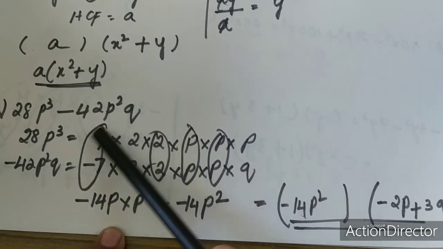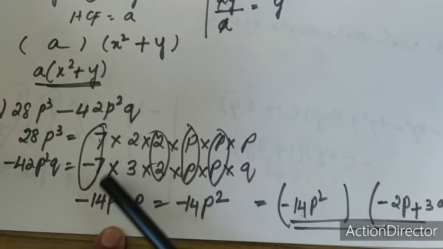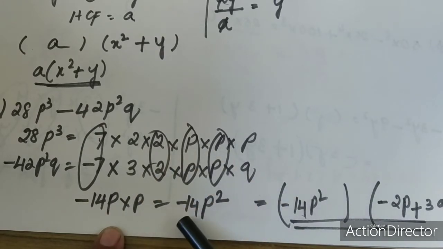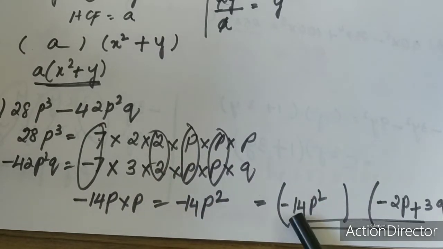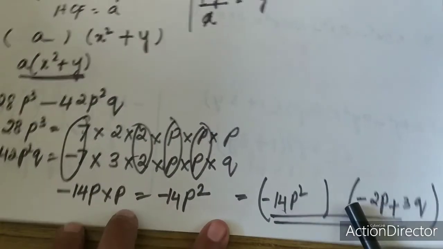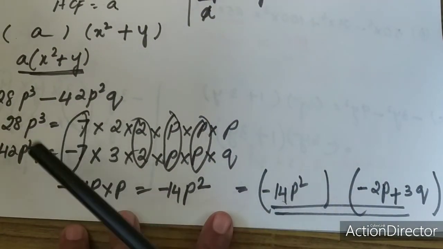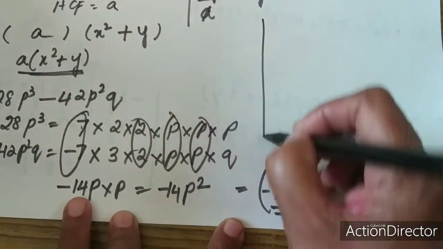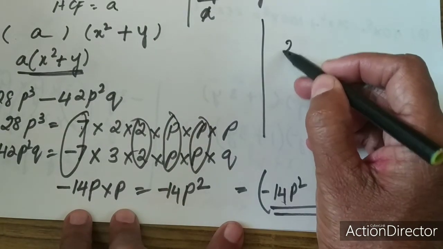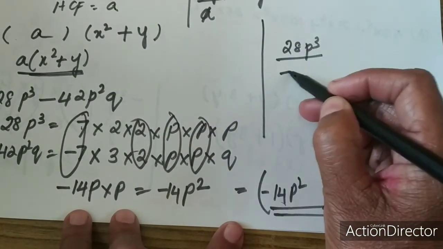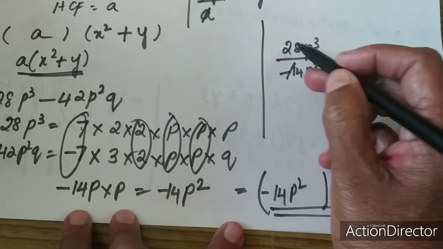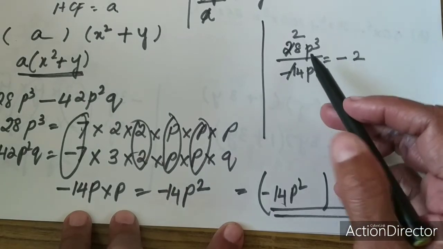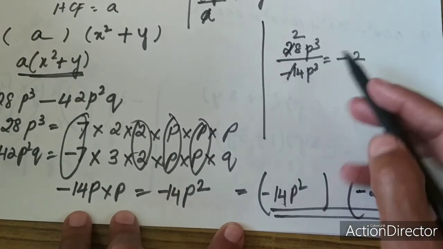Now find out the common factors. It is 7 into 2, so 7 twos are 14. I have taken minus 14, and 2 p's are common, so minus 14 p square. So in the first bracket it is minus 14 p square. Coming to the second bracket, now you divide each term. 28 p cube divided by minus 14 p square will give you, if you don't know, you have to divide and see so that you don't commit any mistakes. 14 twos are 28, so you will have minus 2, and p cube by p square is p.